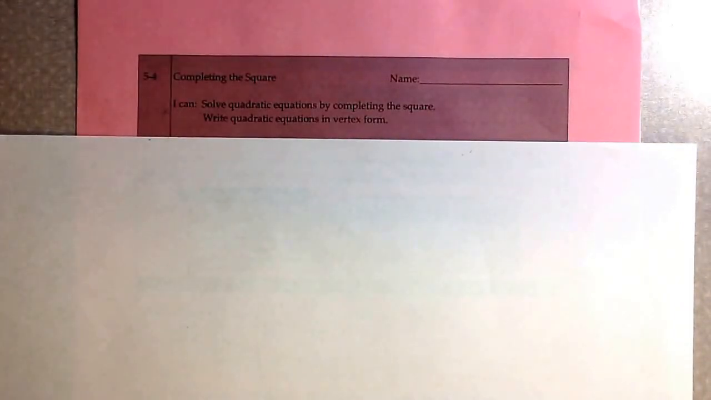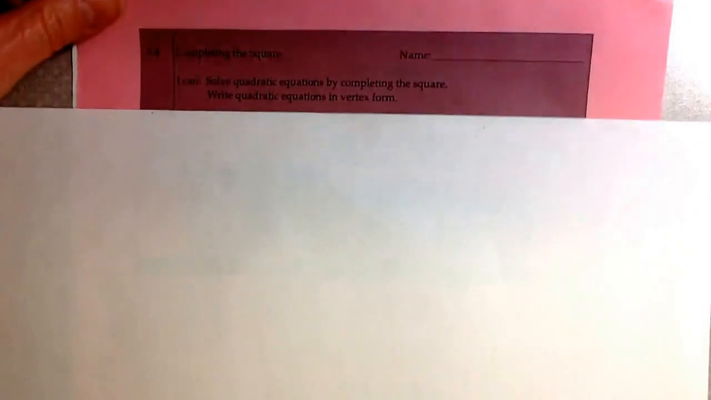Okay, I'm going to go over another technique on how to find zeros of a quadratic function. And I want you to be able to solve quadratic equations by completing the square and write quadratic equations in vertex form. So sometimes quadratic equations cannot be factored easily. And for these types of equations, you can use square roots to find the roots.